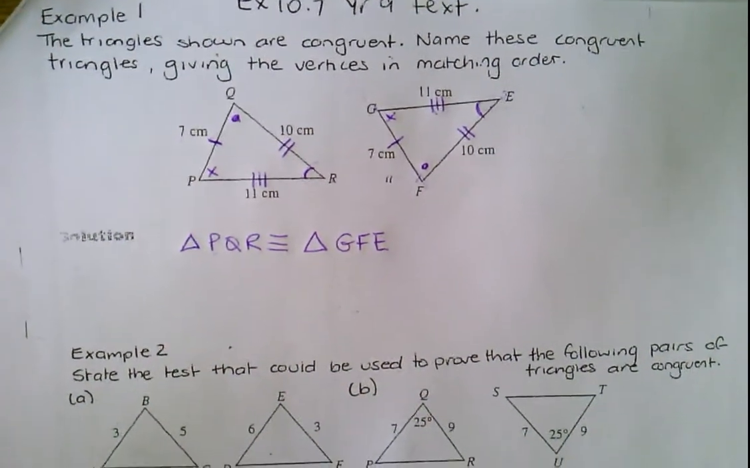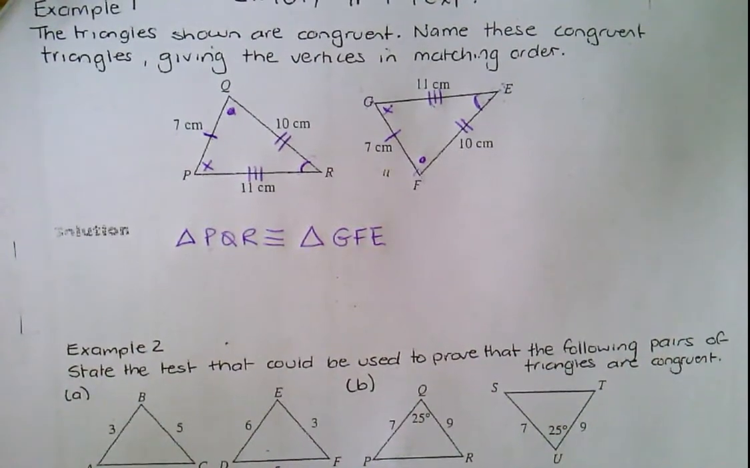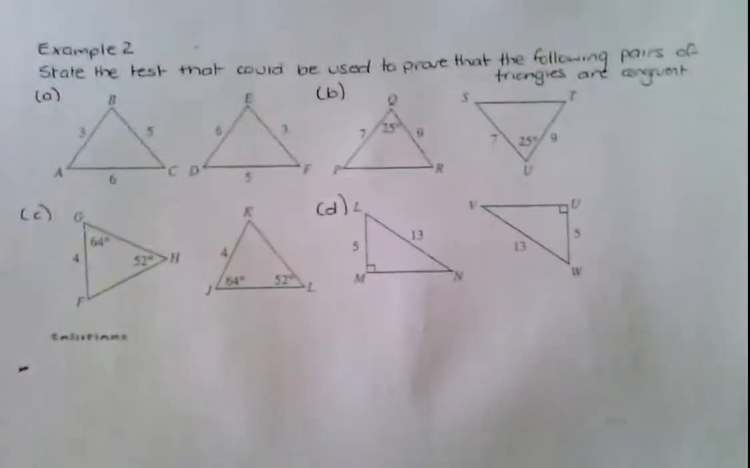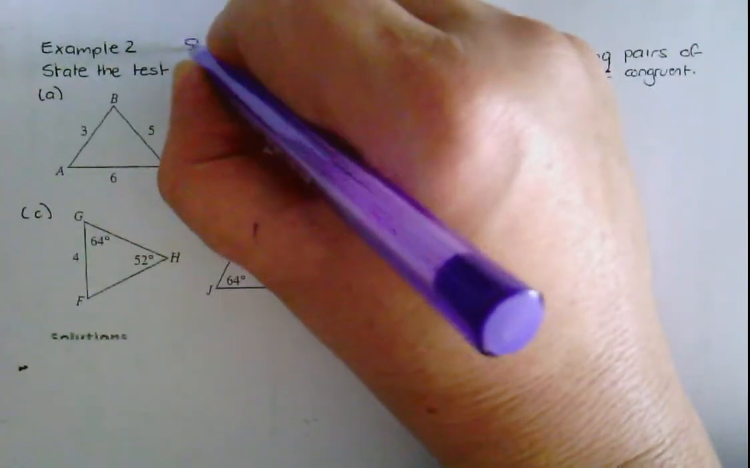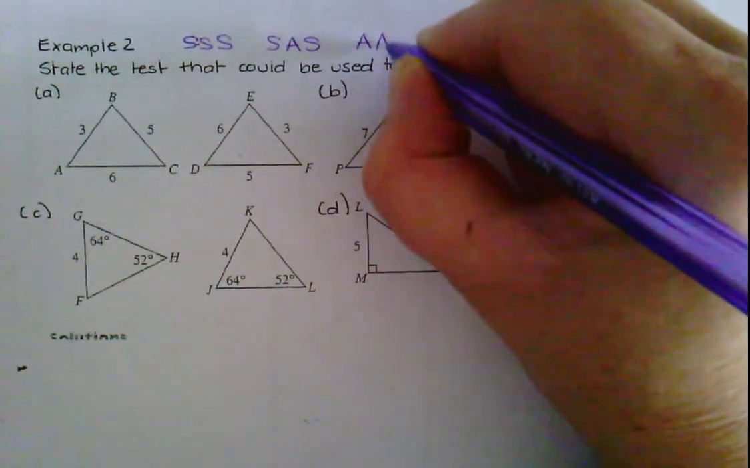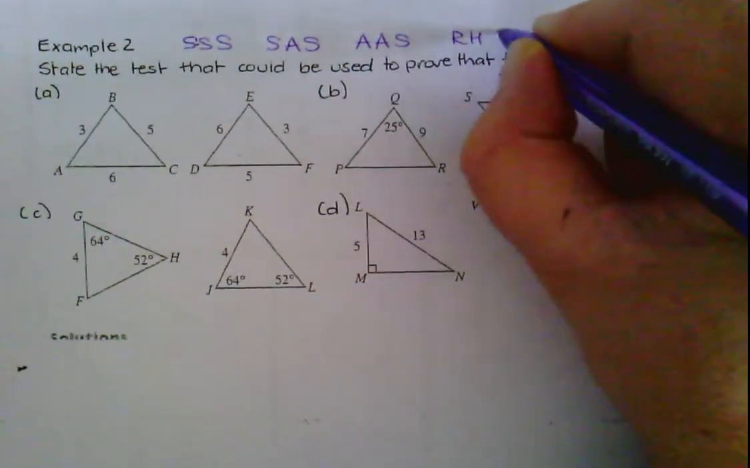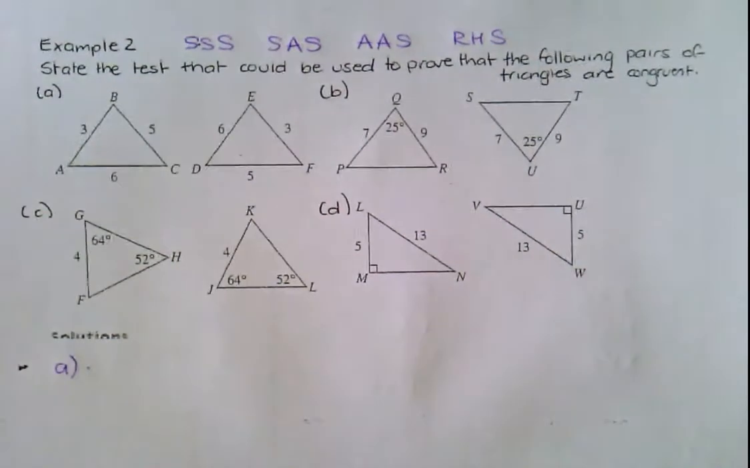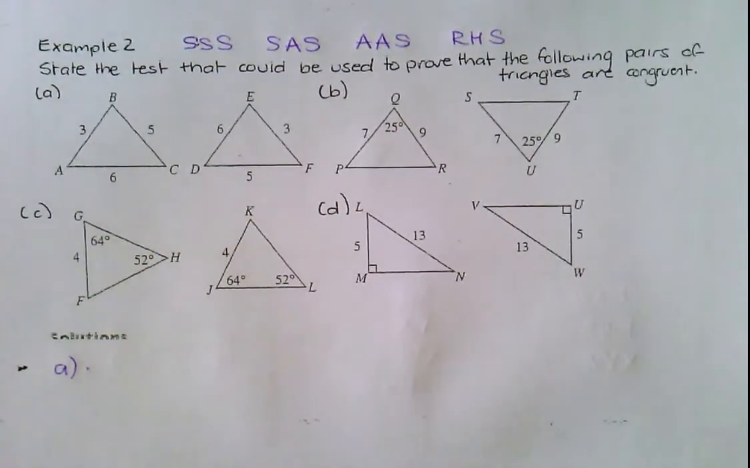I'm not going to mark each side. We did that on the sheet before. All right, girls, our 4 tests are SSS, SAS, AAS, and RHS. State the test. So we're going to go part A. State the test that could be used. We're just stating tests. We're not doing formal proofs today. I just want to know the test.